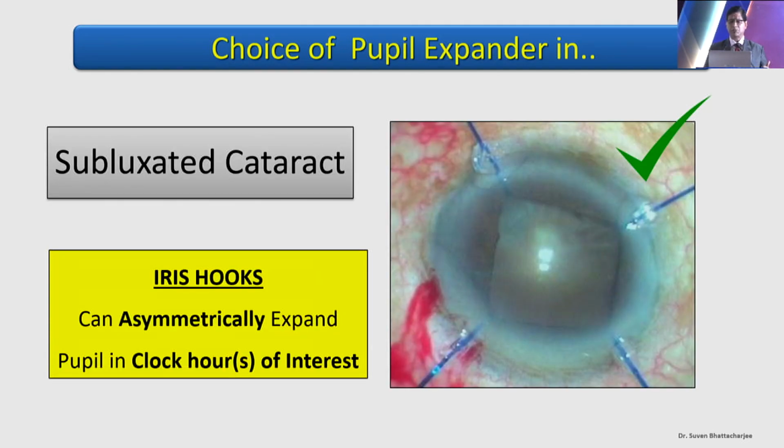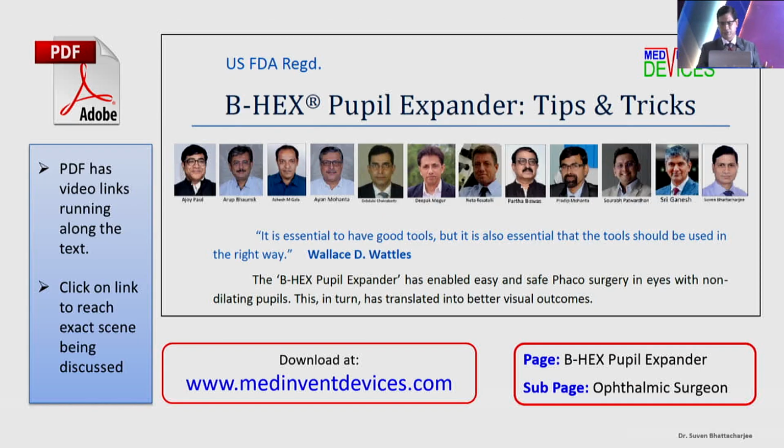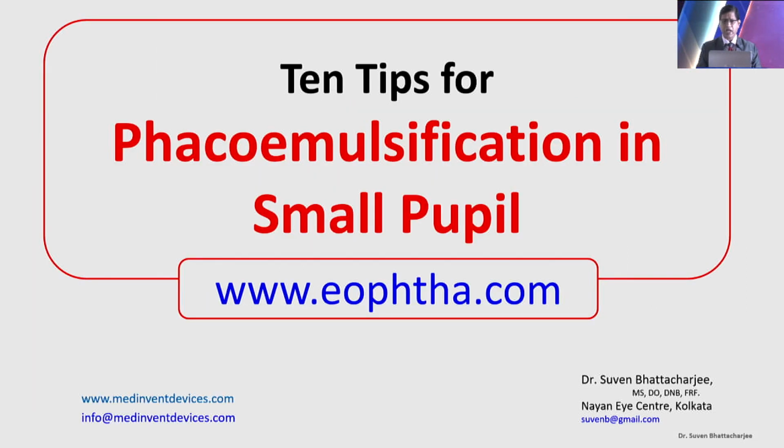Choice of pupil expander in a subluxated cataract, absolutely no doubt, iris hooks. I would not use my own BHEX, because iris hooks allow you to use asymmetric pupil dilatation for the area where you have subluxation to give you better visibility. There's nothing more important than visibility. I'd strongly encourage you to take a look at this tips and tricks on BHEX, which is available on our website. And this is another tips video on phacoemulsification. Thank you very much for your kind attention.